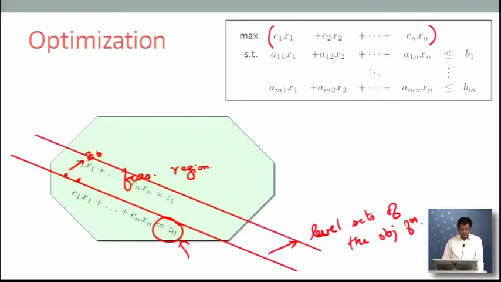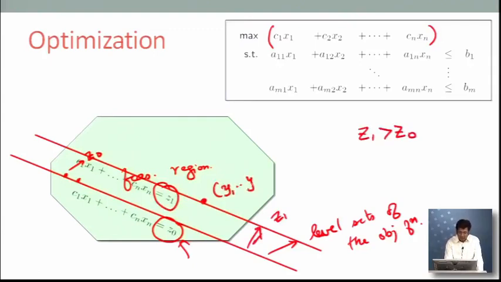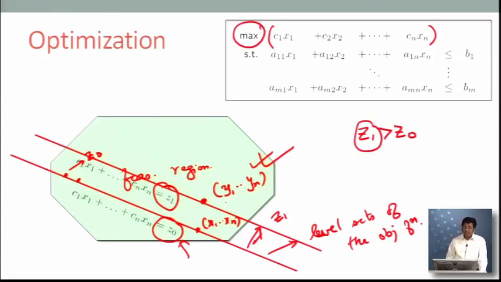Likewise, you can increase z0 and consider the level set for z1. Now if z1 is strictly greater than z0, then let's call a point here y1 through yn, and a point here x1 through xn. Then every point y1 through yn is strictly better than a point x1 through xn. Why is that? Because it achieves a larger value of the objective function, and we are interested in maximizing the objective function. So what's the answer?